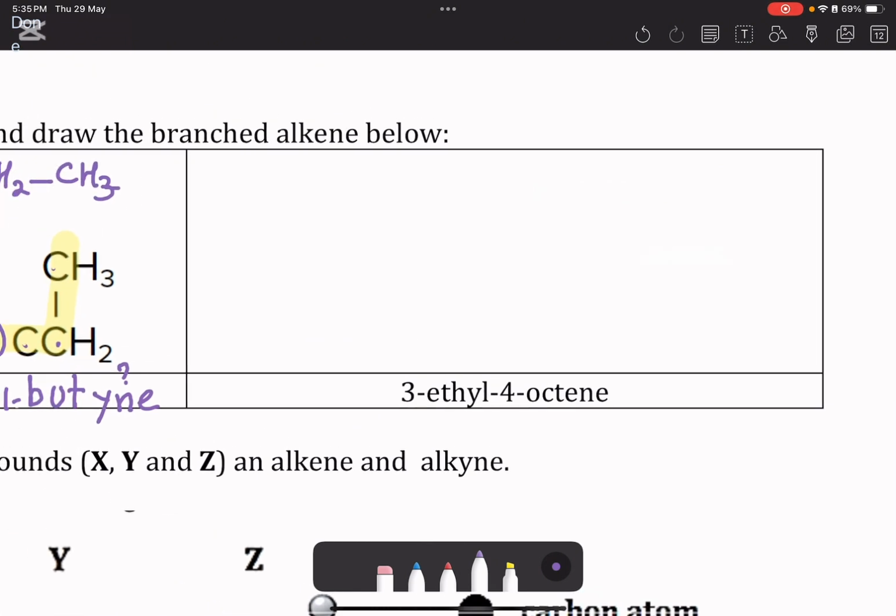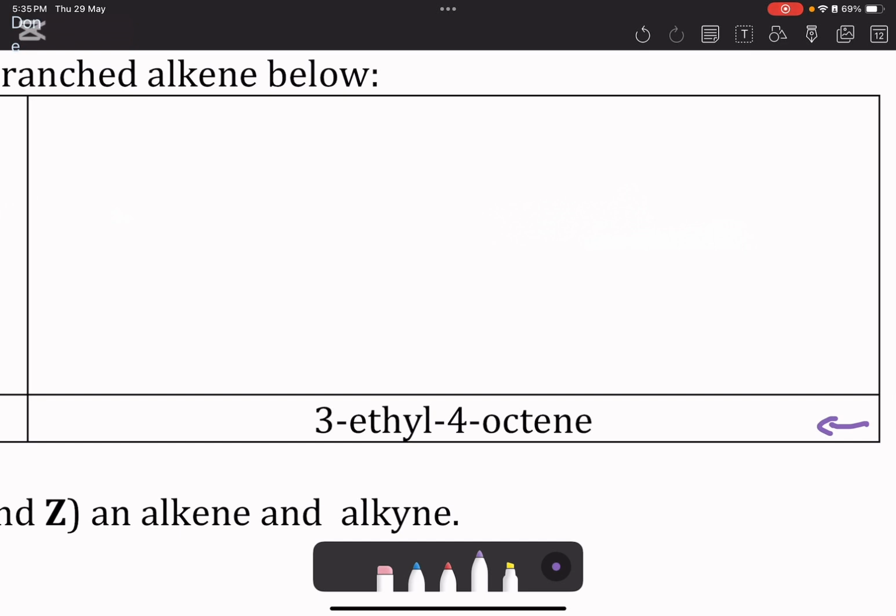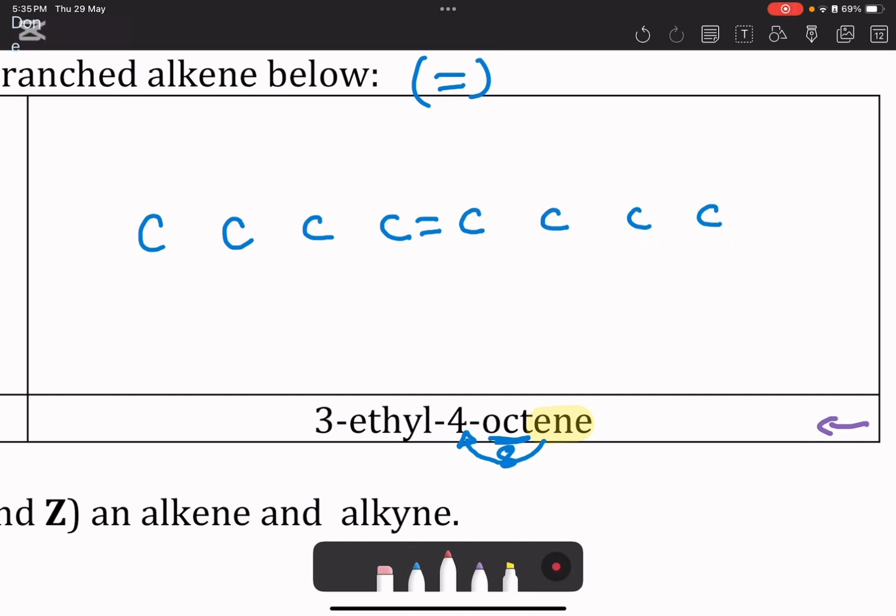Another example, you start reading the name from the last and you break it. So I have an ene, it means I have a double bond. There's a double bond somewhere. Where exactly? On carbon number 4, and the whole chain is made up of 8 carbons. So 1, 2, 3, 4, I'm gonna put the double bond here, 5, 6, 7, and 8. So the rest are single bonds.